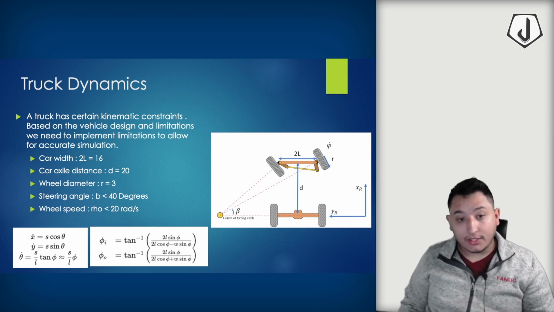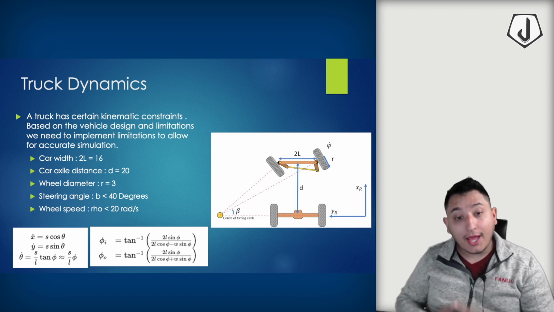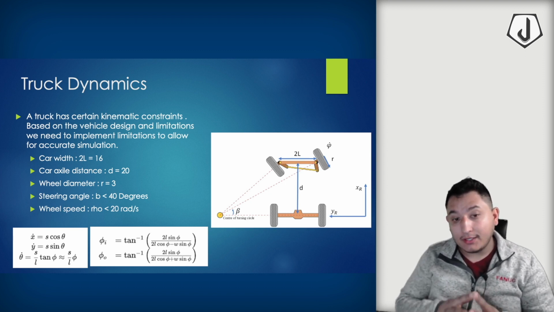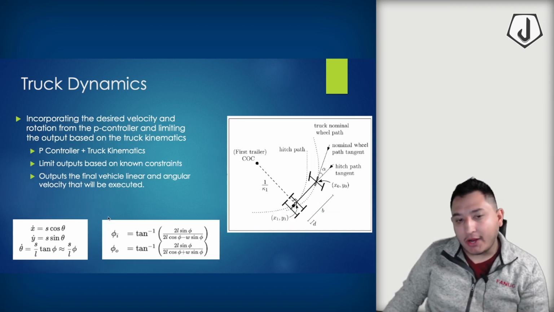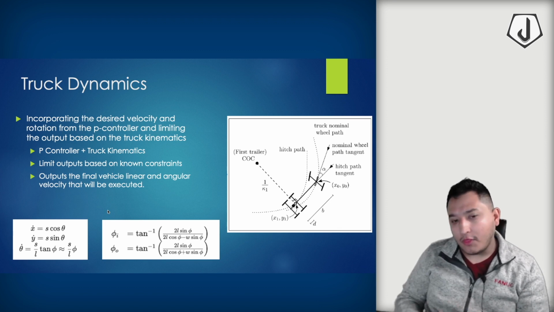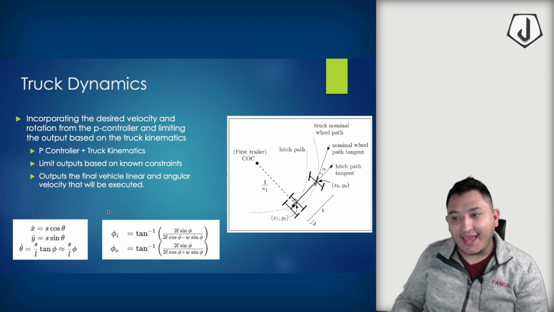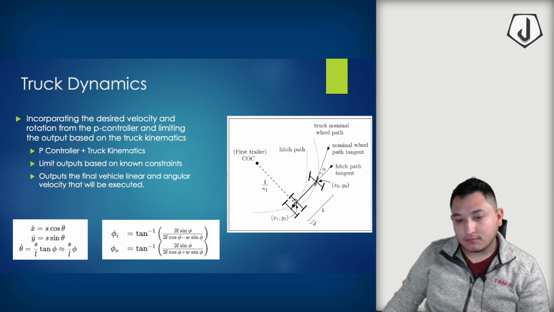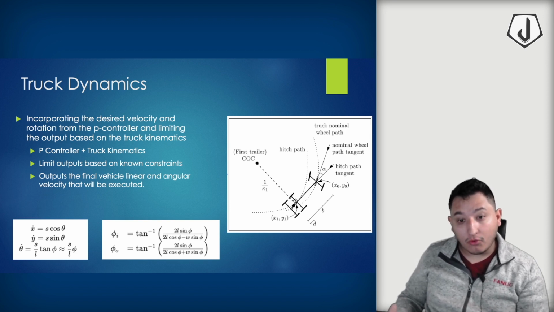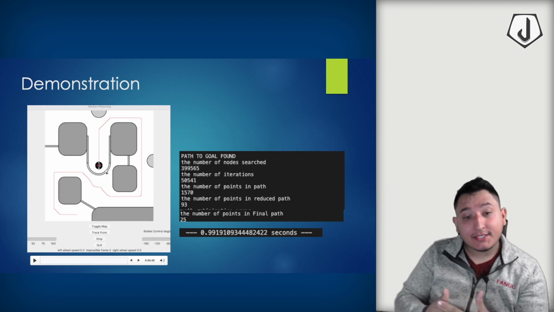Using these constraints, we can accurately constrain our simulation so that the robot moves in a very similar manner as a truck would. Taking our inherent vehicle constraints and incorporating the desired linear velocity and rotational velocity from the P controller, we can limit the final vehicle's velocity and angular rotation in a very similar manner as a real truck. With the truck kinematics done and implemented with the P controller, we then have our final program ready to implement. Now it's time to move on to the demonstration.